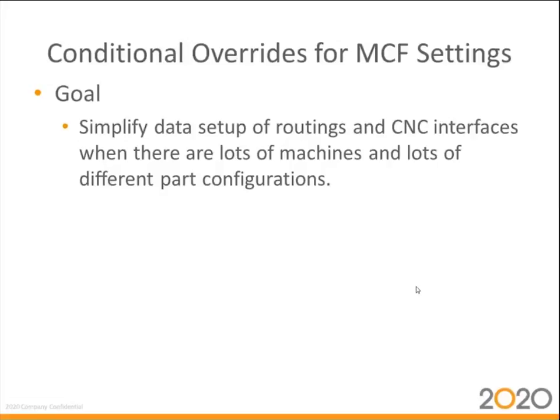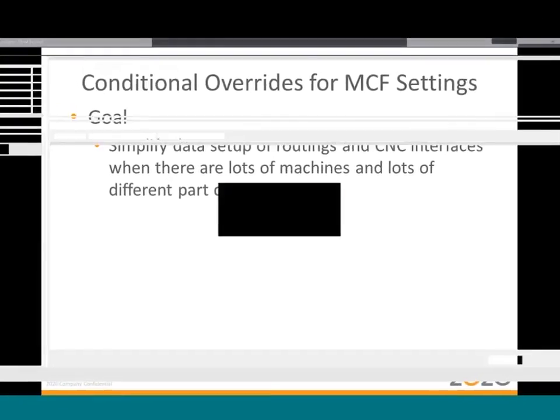Okay, last but not least is the conditional overrides for MCF settings. So those of you who deal with GenPost will probably be interested in this. The goal of this feature is to simplify data setup related to routing operations and machine configuration files. So if you use the machine configuration, you'll note that I have options in the MCF file to turn features on and off.